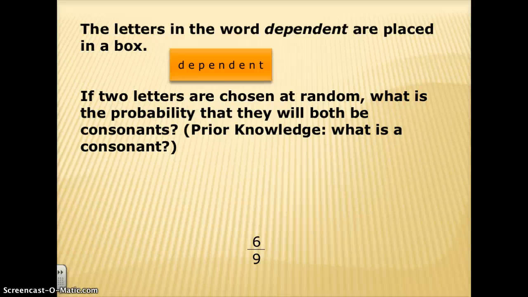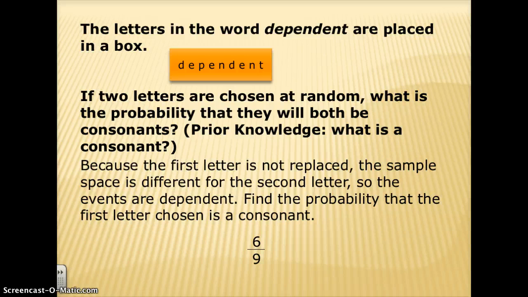The letters in the word dependent are placed in a box. If 2 letters are chosen at random, what is the probability that they will both be consonants? Prior knowledge, what is a consonant? Consonant would be all the letters that are not vowels, so everything that is not A, E, I, O, U. Because the first letter is not replaced, the sample space is different for the second letter. This means the events are dependent.